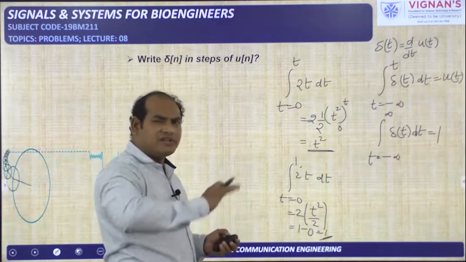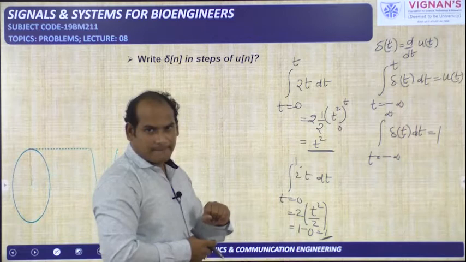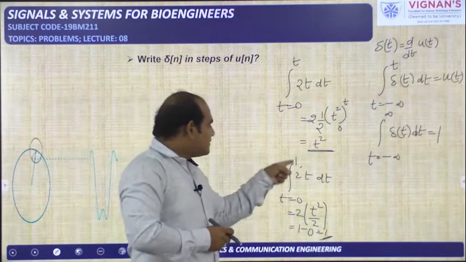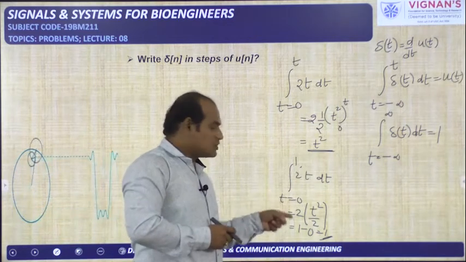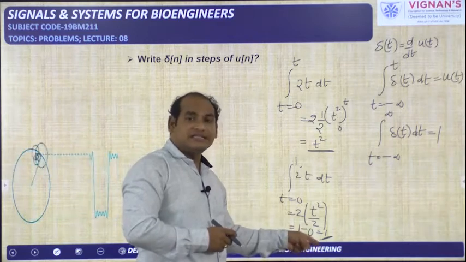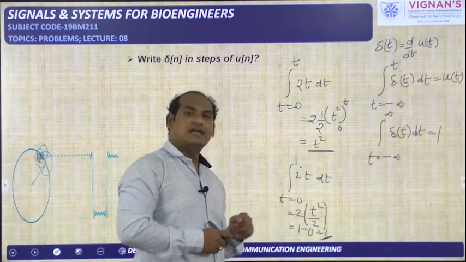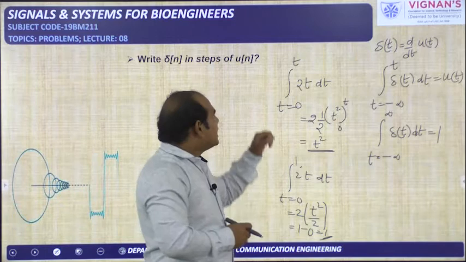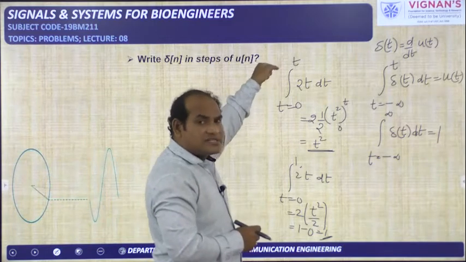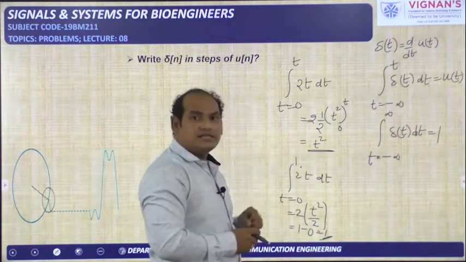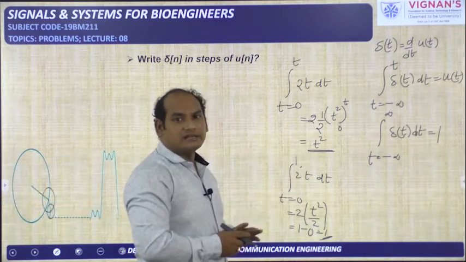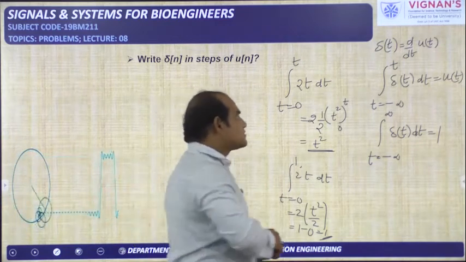Here you leave everything. Just you need to remember one thing. That is, if the limits are values, the integration will end up with a number. If any one of the limits or both limits are variable, the answer is again variable only. That may be the signal. Here also same thing.